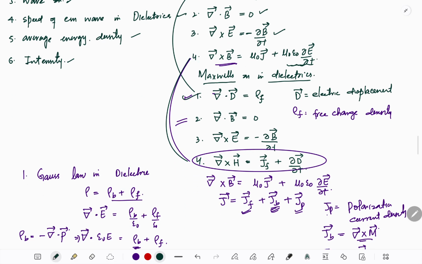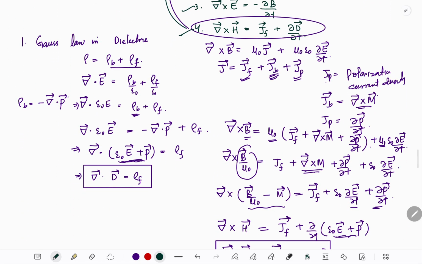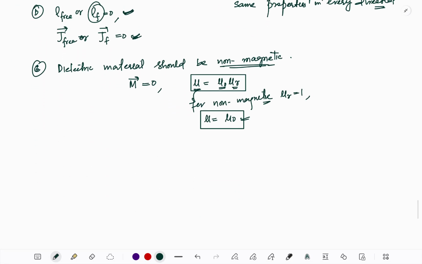These Maxwell's equations are for any dielectric material with no assumption, but when we apply certain assumptions, then we'll try to write the Maxwell's equations. I hope you are trying to understand the coherence in the topic.